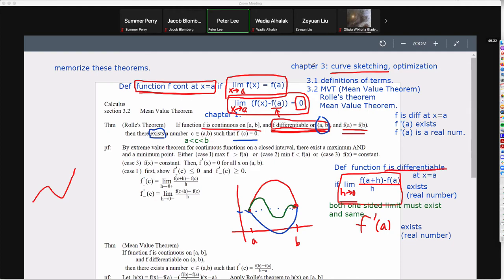Now we have not done the proof yet, but does everyone understand what the theorem is? Do all of you understand what the hypothesis of the theorem is? And do you understand the conclusion of the theorem? Even though we have not talked about the proof yet, do you understand what the theorem means?